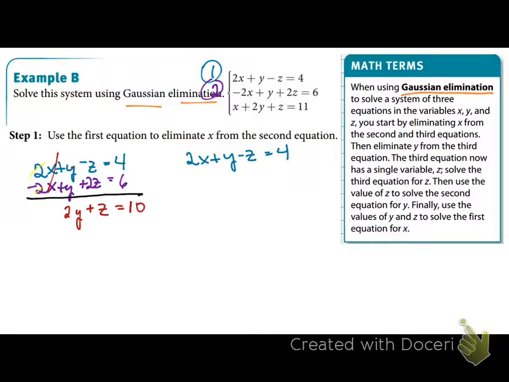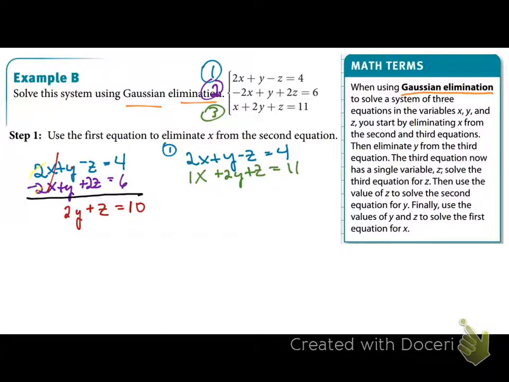And now we're going to repeat the process. So I'm going to take my first equation again. Notice I have rewritten it here. And I'm going to take my third equation. We'll make that one the green one. And we're going to do the same thing. We're going to eliminate the y. So our third equation is x plus 2y plus z equals 11. Now, this one's a little different because my coefficients are a 2 and a 1. So I'm going to have to do some manipulating here.